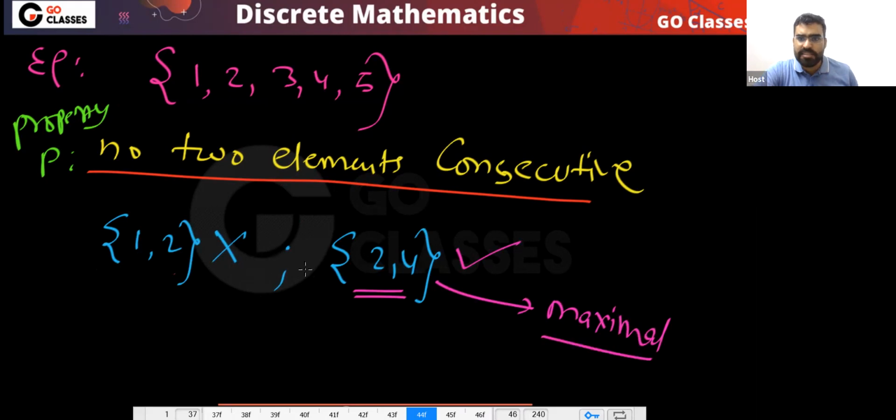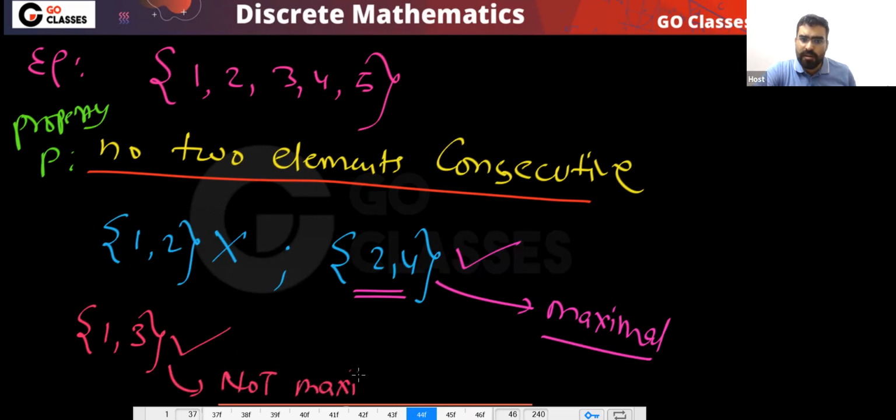You cannot add anything. Just try. Can I add 1? I cannot add 1 because 1, 2 will be consecutive. I cannot add 3. I cannot add 5. So this is maximal. Will the other set satisfy the property? Yes. But is it maximal? This is not maximal. Can you add something? Yes, you can add 5. This is not maximal because you can add 5. So I can say {1, 3, 5}. Is this maximal? Yes, this is maximal.